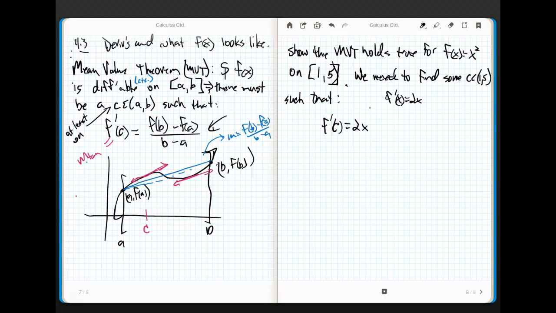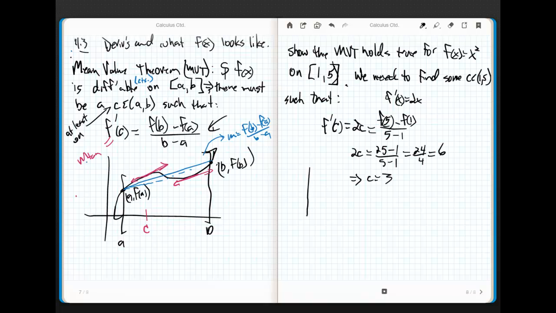Nothing to it. Whoops, not 2x, 2c. All right, because we want to be as true to the theorem as we can, otherwise we'll get ourselves confused. F prime of c is 2c equals f of b minus f of a over b minus a, so this is going to be f of 5 minus f of 1 over 5 minus 1. So 2c is equal to 25 minus 1 over 5 minus 1, affectionately known as 24/4, affectionately known as 6, which implies that c equals 3.